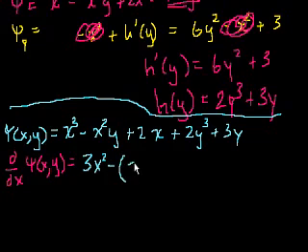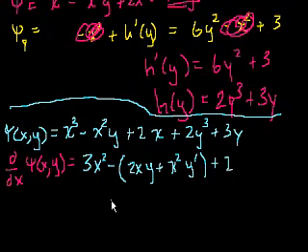So it's 2x times y times the first plus the first function, x squared, times the derivative of the second function with respect to x. Well, that's just y prime, right? The derivative of y with respect to y is 1 times the derivative of y with respect to x, which is just y prime. Fair enough. Plus the derivative of this with respect to x is easy, 2.